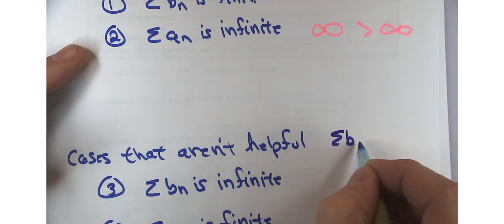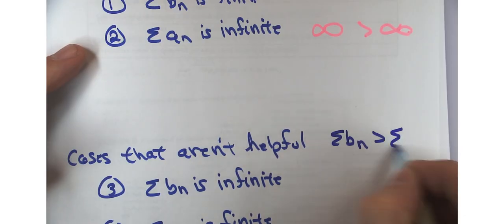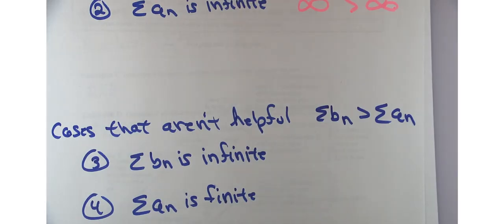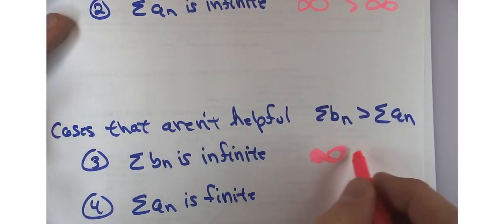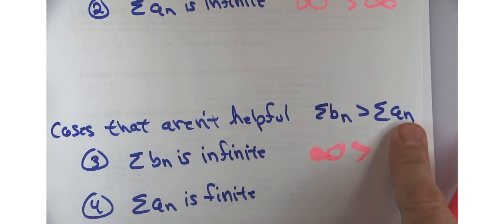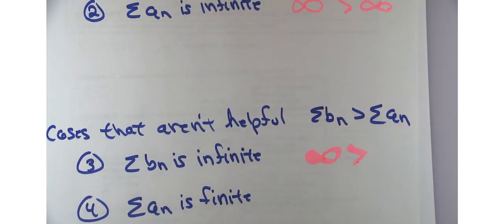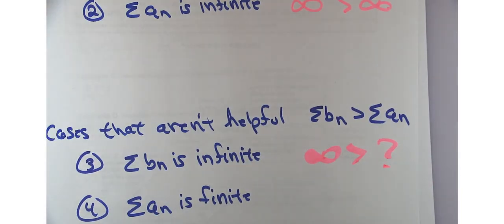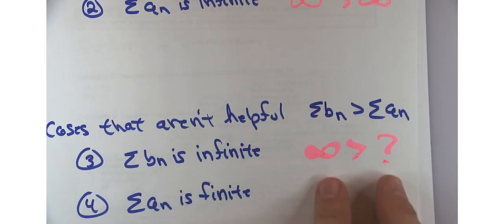We're going to look at the sum of B sub n is greater than the sum of A sub n. If B sub n is infinite, does that tell me anything about the convergence of A sub n? Not really. I mean, A sub n could converge to something finite, or it could diverge. So we just don't know. So this case isn't very helpful.